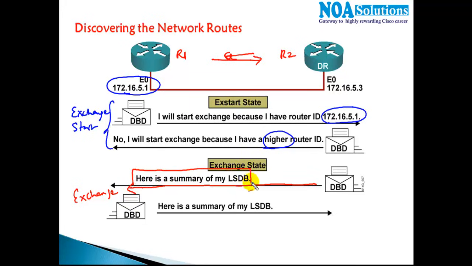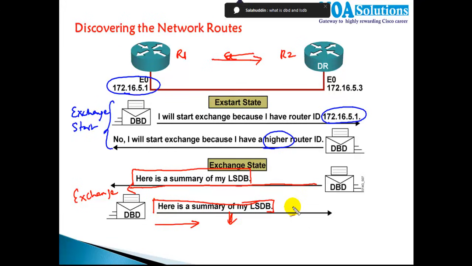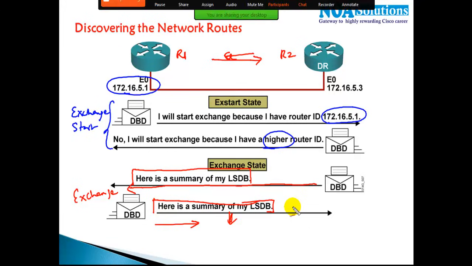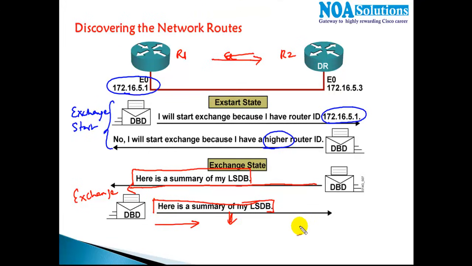It sends, here is the summary of my link state database, and then router 1 also will send information that here is my summary of the database. Now once they send and receive the summary of the databases, here DBD stands for database description, nothing but database description packets, which are going to carry your information, it's kind of an update which is sent by the routers.